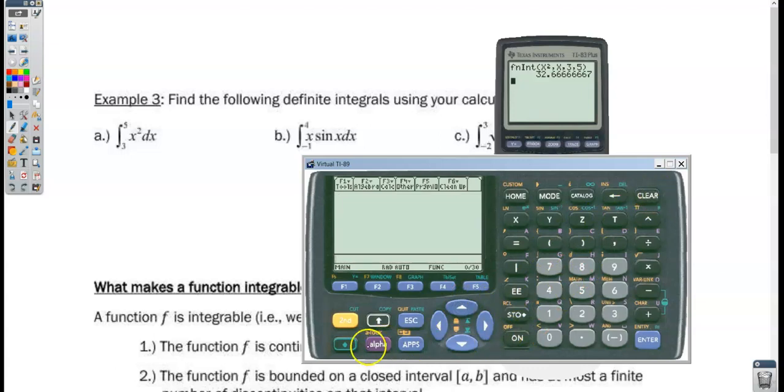And so I will press second 7, which pulls up my integral sign, type in x squared, comma x, comma 3, comma 5. And that gives me a fraction. If I want a decimal, I can hit green diamond enter, and I get the same 32.6 repeating.